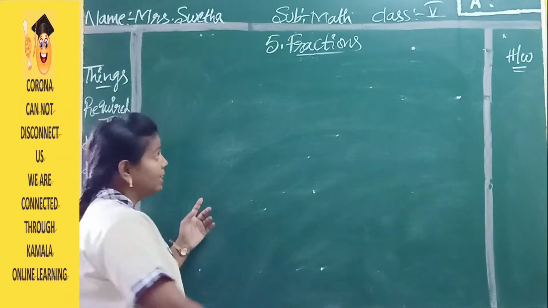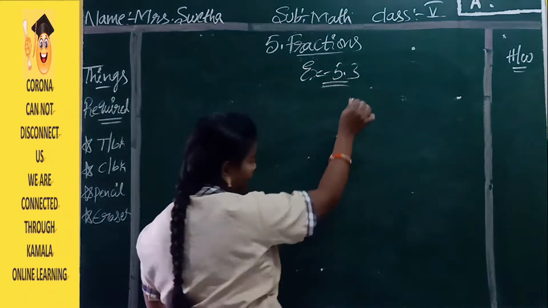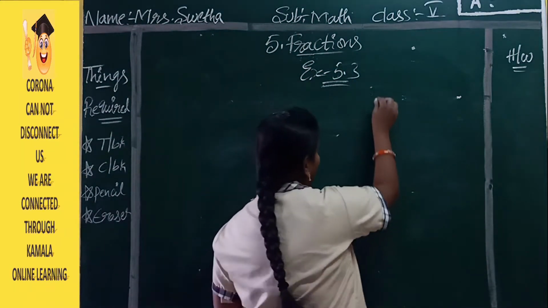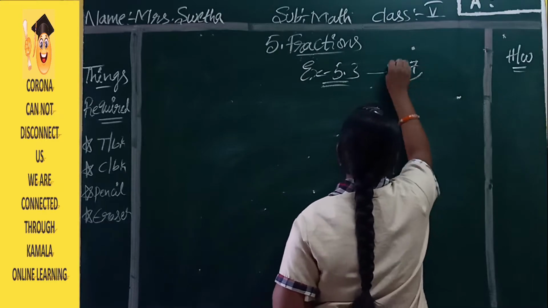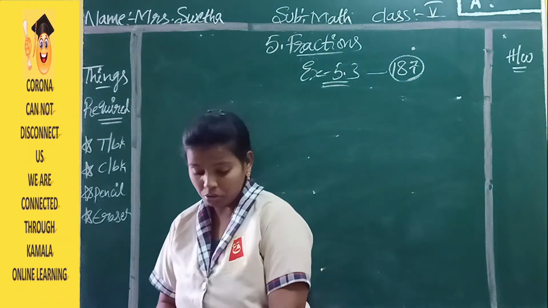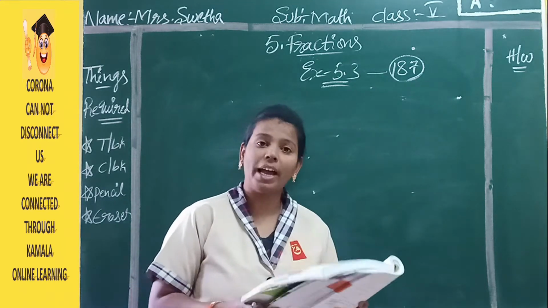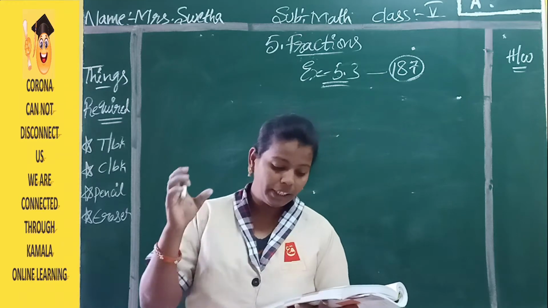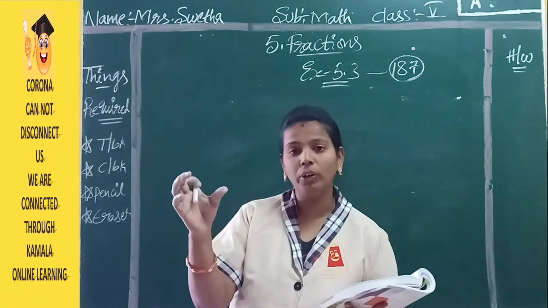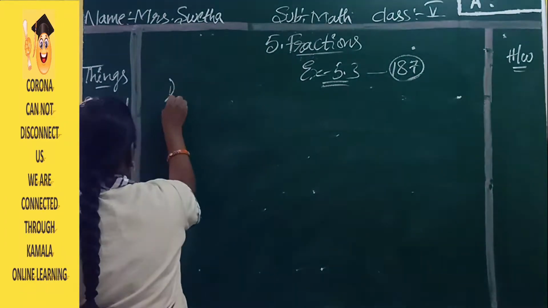So this is exercise number 5.3. You have it on page number 185, 187. So open your page 187 and your classwork also. The first bit here is to multiply the fractions by a whole number. Here they have given one fraction and one whole number also. Okay, so let us start with the problem.